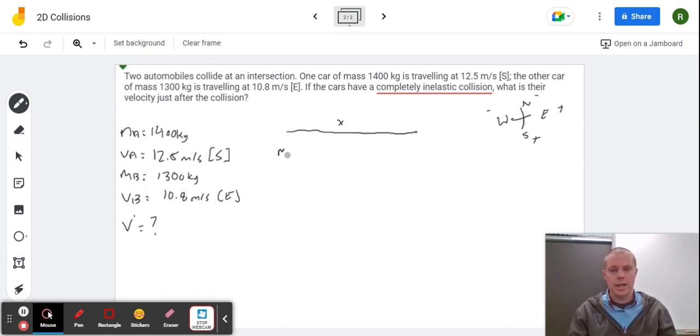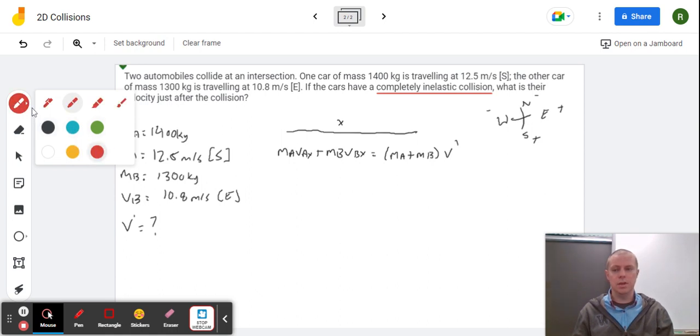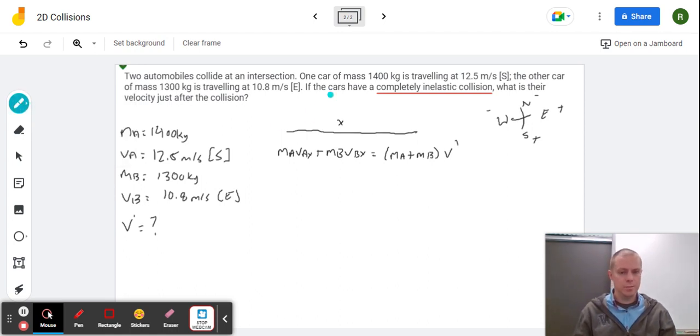Okay, so we have MA VAX, MB VBX, and we're going to have MA plus MB V prime, right? I'm just going to save some space, just put those together, because they have the same velocity. Now, we can't cross out mass in this case because they're not the same anymore, but there are some things that we can zero out. So in the x direction, VA was traveling south, meaning it doesn't have any momentum in the x direction, only in the y direction.